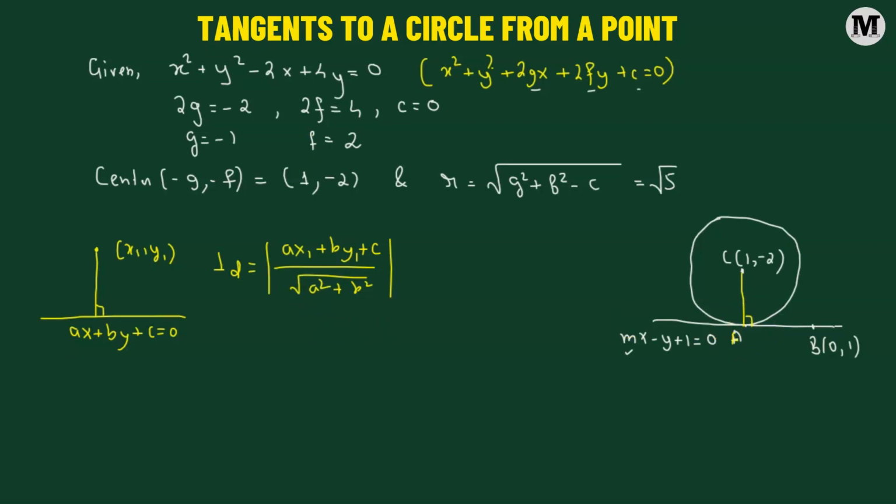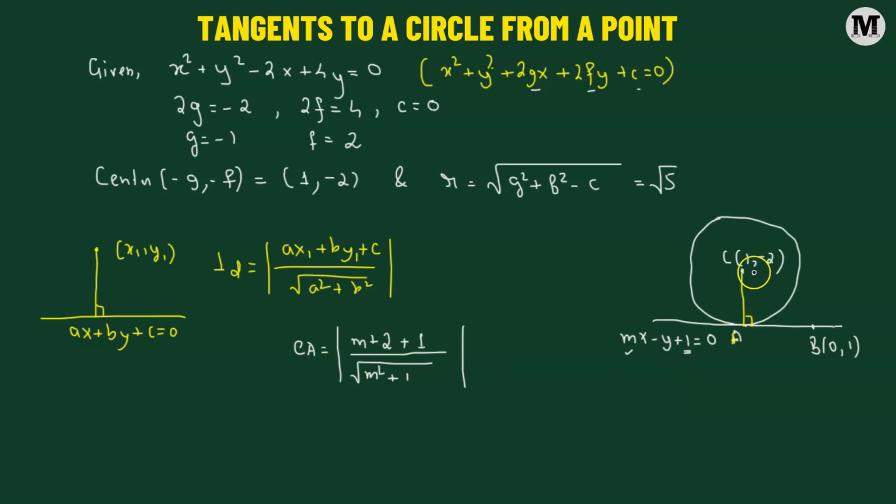So that means our length CA, which is the perpendicular distance, will be given by, we'll take the absolute value, starting with the coefficient of x, so that's m. M gets multiplied with the x coordinate of the center C, so m times 1 is positive m. Then this gets added to the coefficient of y, which is negative 1, multiplied by the y coordinate of the center, so negative 1 times negative 2 is simply positive 2. Then we add the constant term of the straight line, so that's 1. This will be divided by the square root of the square of the coefficient of x, that's m squared, added to the square of the coefficient of y, so that will be 1.